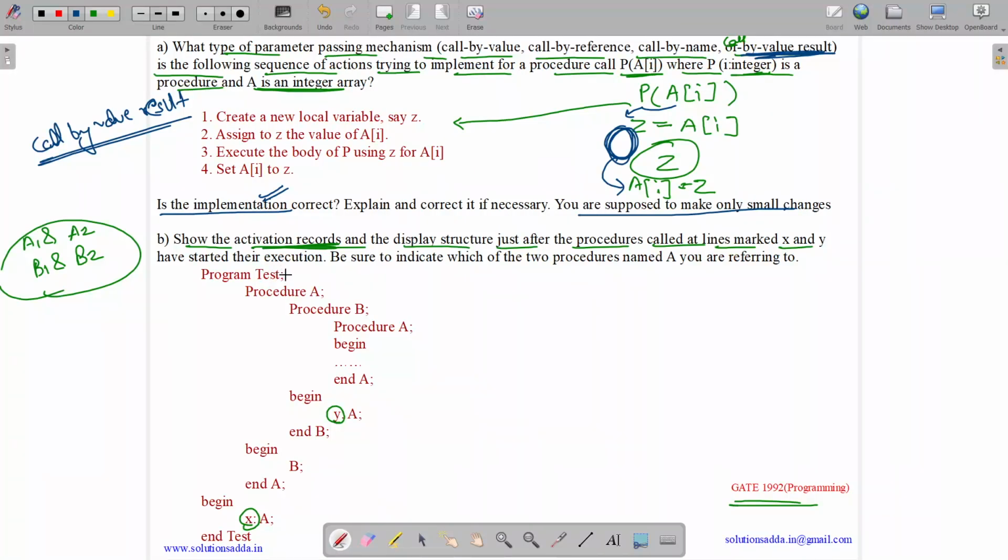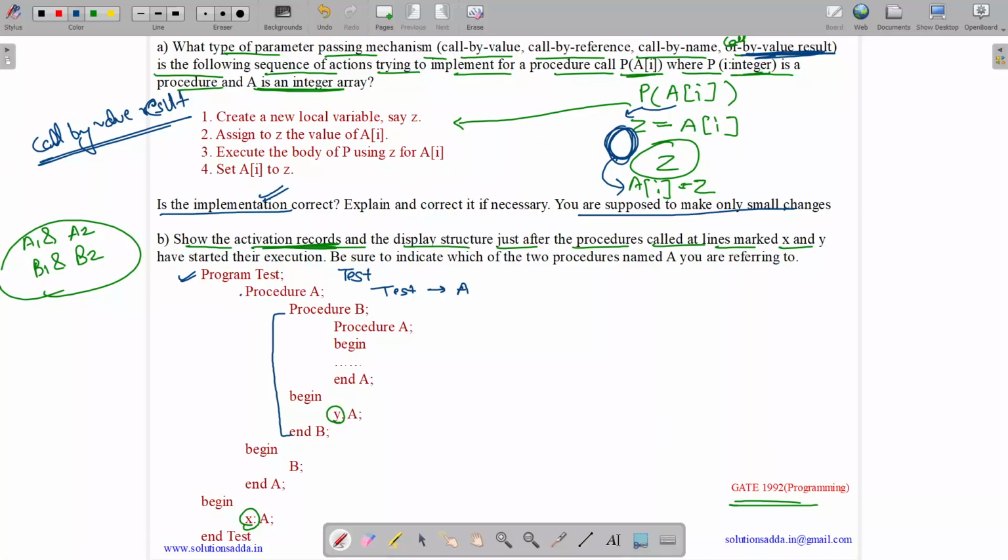So how does it happen? First of all, we will come to this test part. Here the activation record will just have test, because test started. Now we will come to this, where the scope of A started. So now the activation record will have test followed by A. Now the scope of B started. The scope of B is from here till here.